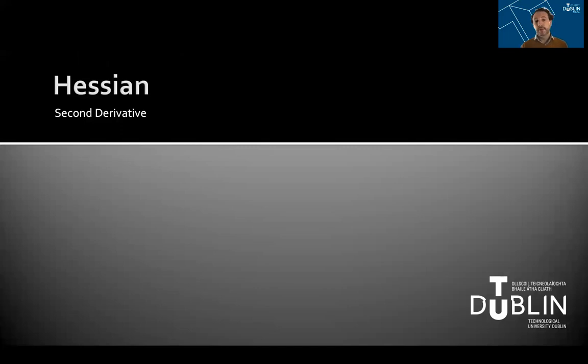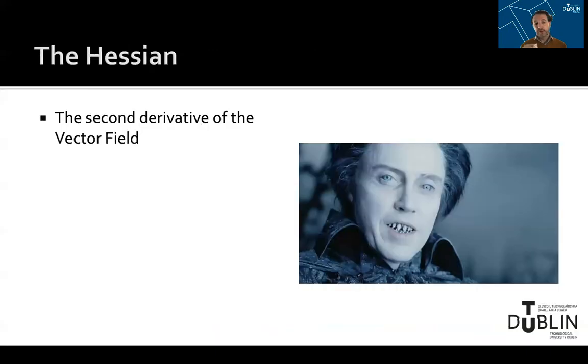Just so you know, there's something further than this. So if we have displacement, velocity, and acceleration, what we have is a vector field, Jacobian, and the Hessian. So this second derivative of the vector field, we don't touch on it. That's Christopher Walken playing the eponymous Hessian.